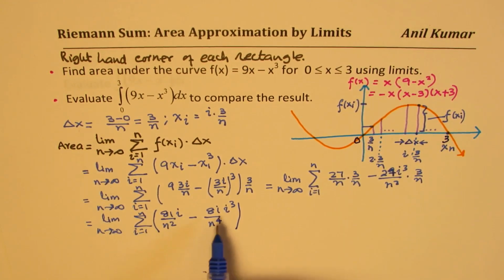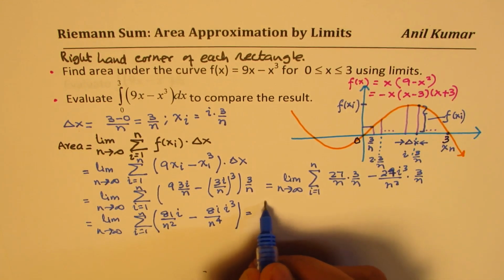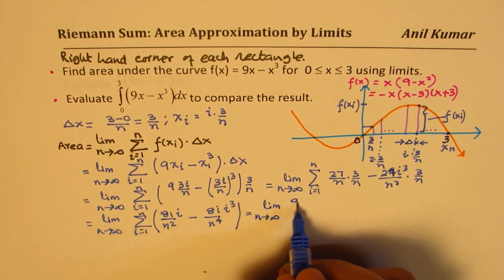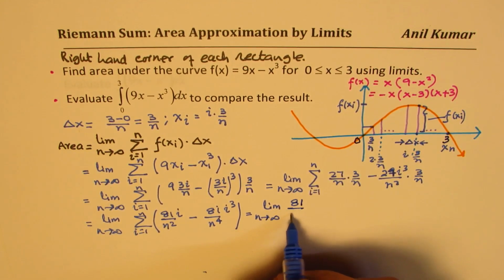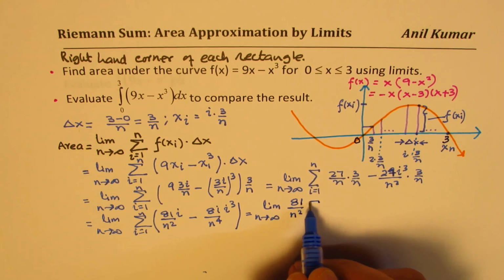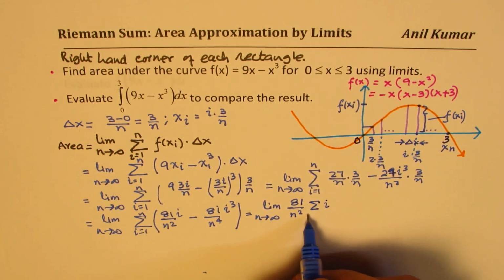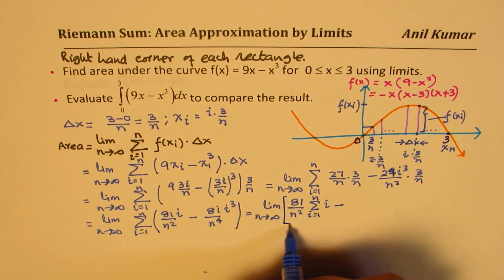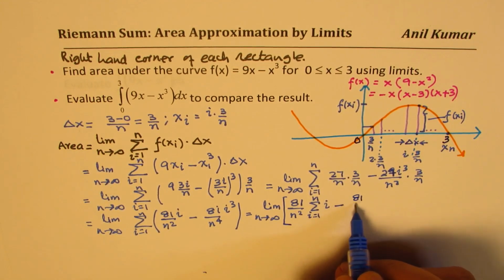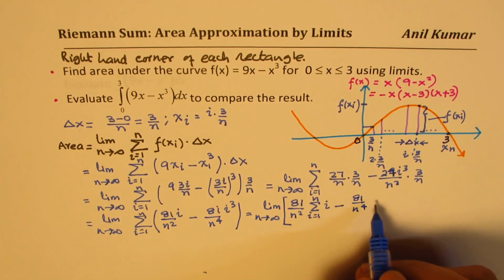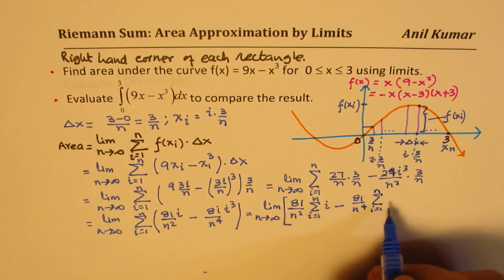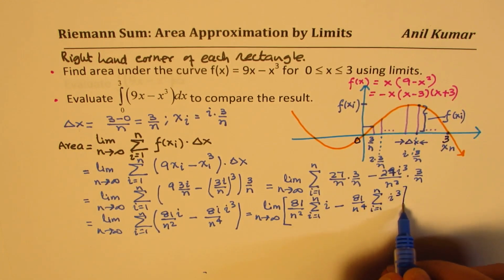Now, 81 over n square and 81 over n to the power of 4 are independent of i. So we could write this as limit n approaches infinity 81 over n square sigma of i, where i changes from 1 to n, minus, let's put this in brackets, 81 over n to the power of 4 sigma of i from 1 to n for i cube.